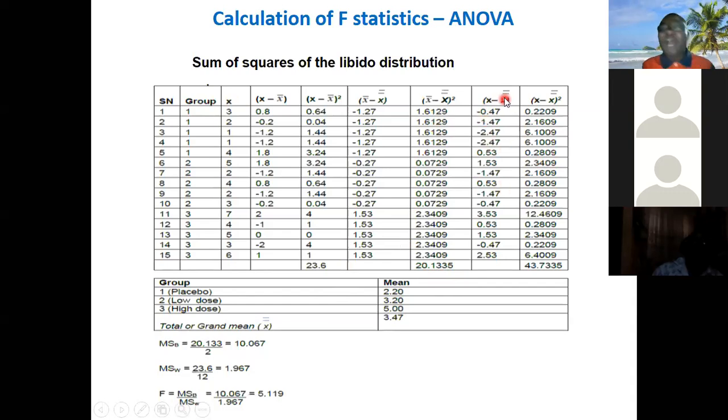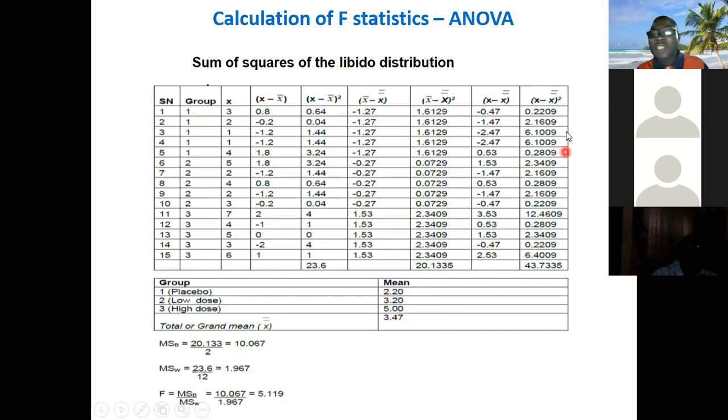What you do now is remove the grand mean. If you look at X minus double bar X, the first one is X minus bar X, which is the difference between each value and their group mean. The second one is bar X minus double bar X, which is the difference between the group mean and the grand mean. The last one is X minus double bar X, which is the difference between each value and the grand mean. When you remove the grand mean, 3.47, from each value here, it gives you this.